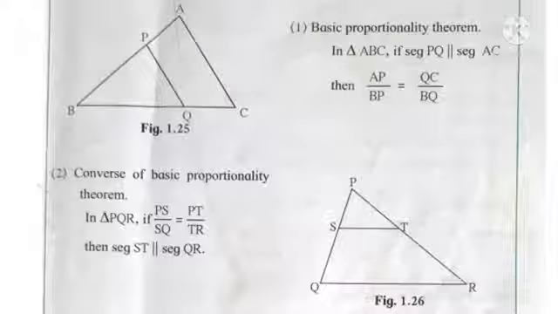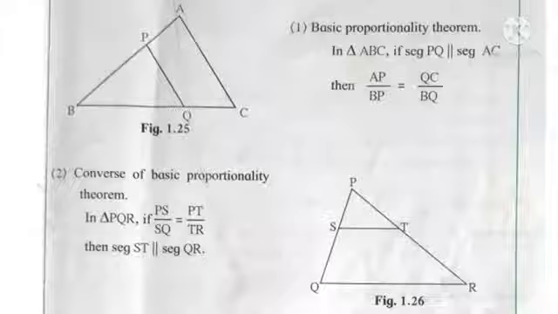So first we recall. Students, first we had seen the basic proportionality theorem. See the figure. In triangle ABC, if PQ is parallel to AC, then the basic proportionality theorem says that AP upon BP is equal to QC upon QB. Second, the converse of the basic proportionality theorem. What does the converse say? In triangle PQR, if PS upon SQ is equal to PT upon TR, if the ratios are the same, then the lines are parallel. Then segment ST is parallel to QR.